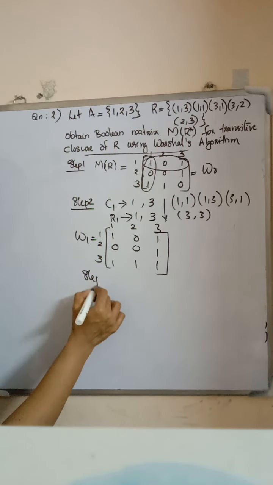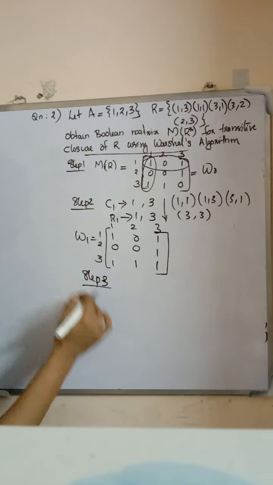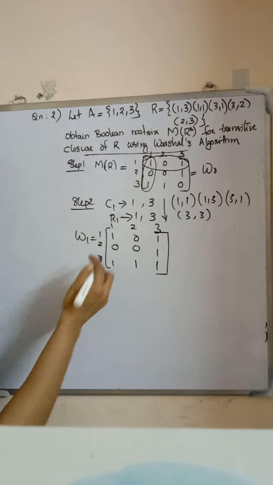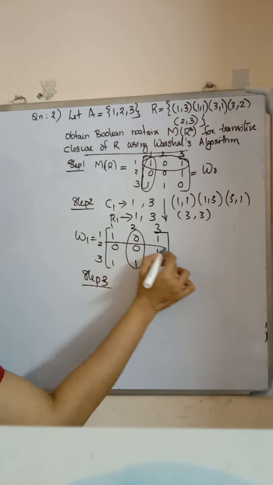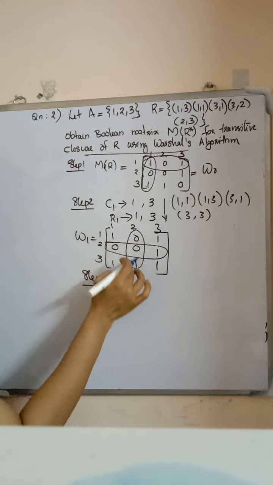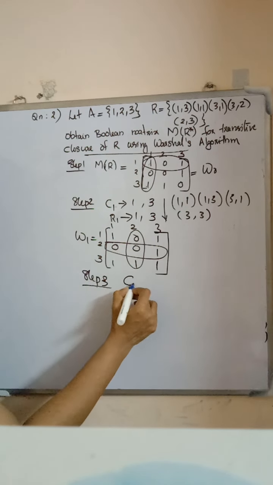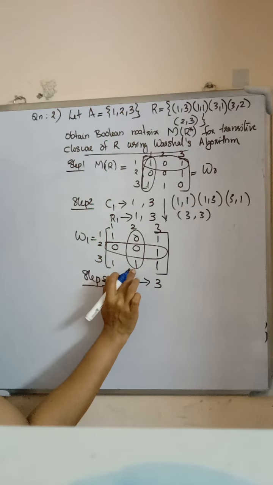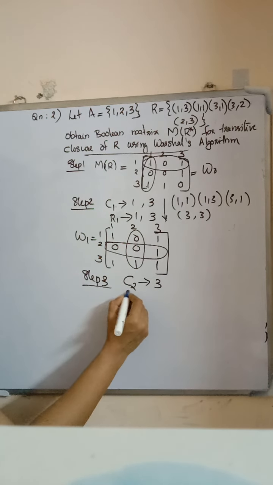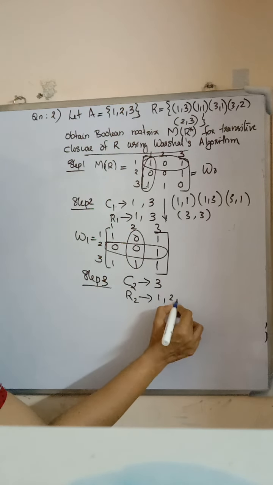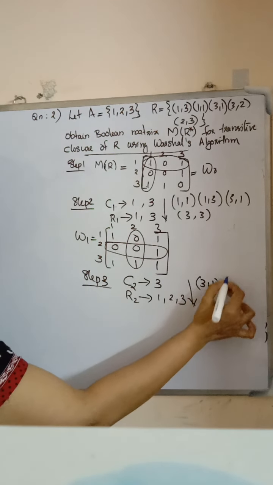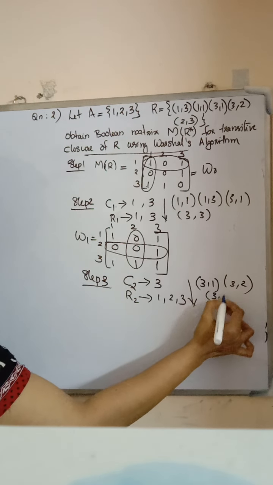Next step, we find W2. For constructing W2, we choose second column and the second row from the matrix W1. Here, in column 2, 1 appears in the third position. And in row 2, 1 appears in the first, second and third position. So we get new positions as 3 1, 3 2, 3 3.